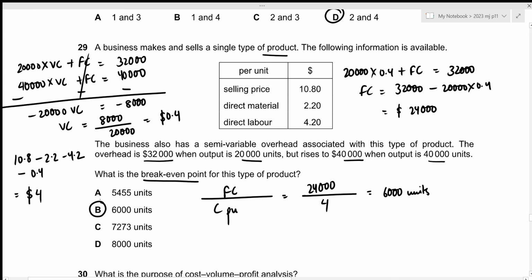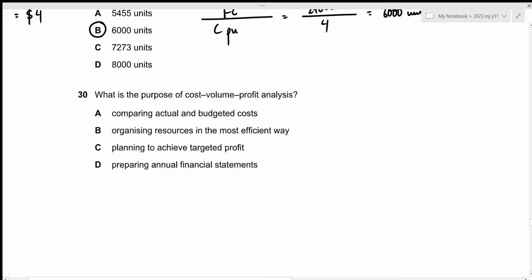Let's move towards the 30th question. What is the purpose of cost volume profit analysis? The first one is to compare actual and budgeted cost. This is not something that we do under cost volume profit analysis. This is done under standard costing. The second one is organizing resources in the most efficient way. This is also incorrect because we do not really consider organizing resources. This is only done when we have limited resources as part of our marginal costing.